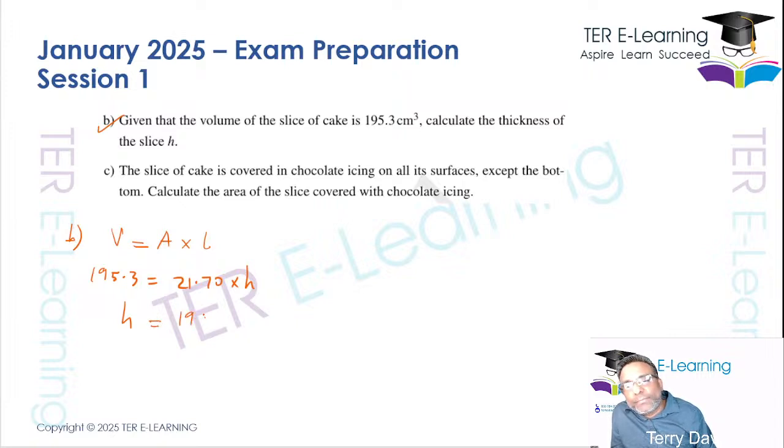195.3 all over 21.70. So therefore the thickness of this cake here is going to be 9, right? So this is a really thick slice of cake here, right? So that's the thickness of the cake, 9.